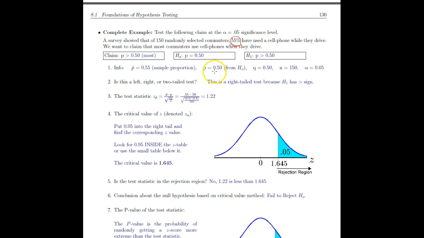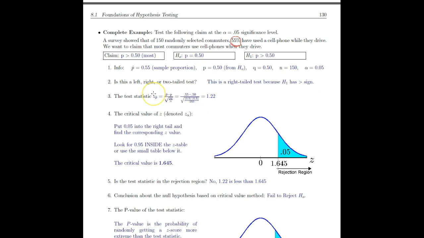Our p is 0.5. That's at least what we're saying is true in the null hypothesis. Our q is also 0.5. Remember, q is just the complement of p. And our n is 150. That's our sample size. And our alpha was given to us to be 0.05. And that's the most common alpha used in statistical studies.